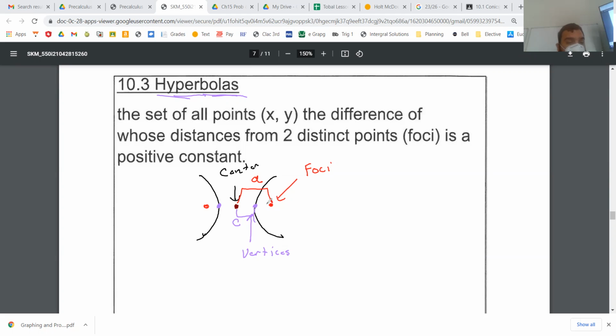The foci is this point, the foci, and A is the distance between the center and the foci.